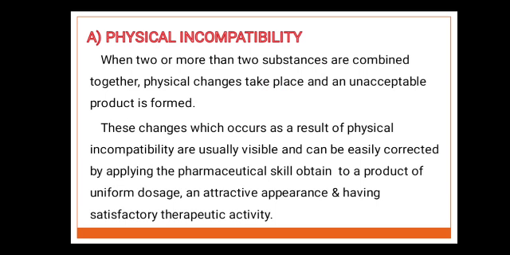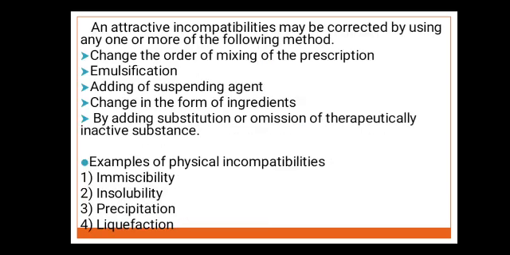Here physical changes take place in your pharmaceutical preparation and it is not of the desired quality, and that product is not acceptable; that is known as physical incompatibility. The changes which occur as a result of physical incompatibility are usually visible and can be easily corrected by applying pharmaceutical skills to obtain the product. These incompatibilities may be corrected by using any one or more of the following methods.